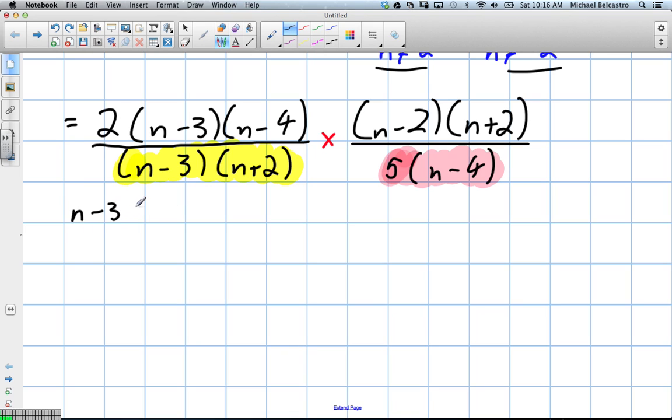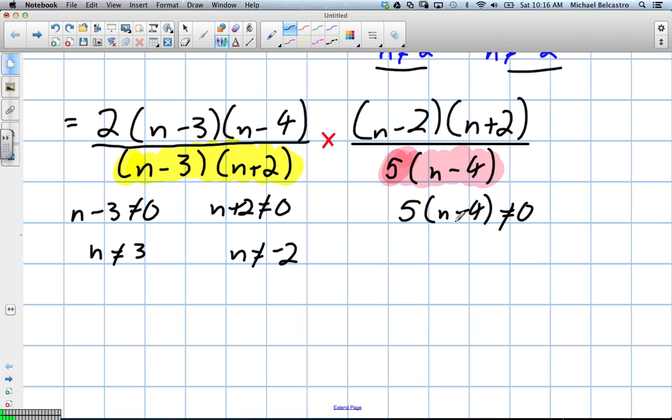n minus 3 can't equal 0. n plus 2 cannot equal 0. Therefore, n cannot equal 3. And n cannot equal negative 2. Yeah, we already have that one. Here, 5 times n minus 4 cannot equal 0. Well, we divide both sides by 5. We get n minus 4 cannot equal 0 because 0 divided by 5 is 0, which means n cannot equal positive 4. So now we've got all our restrictions.